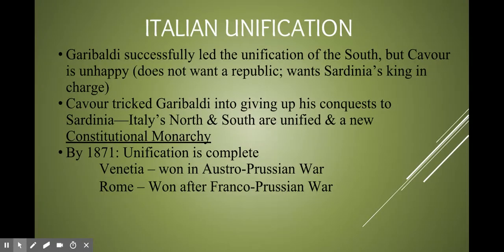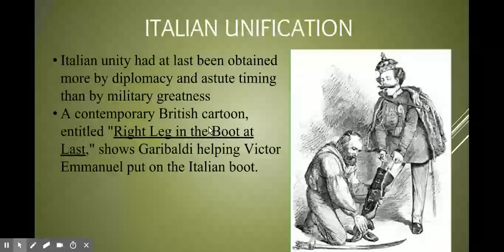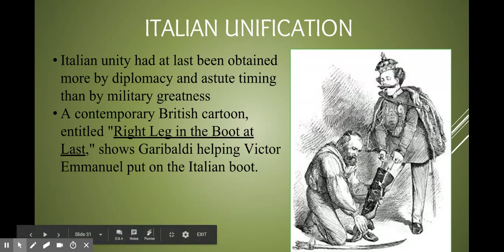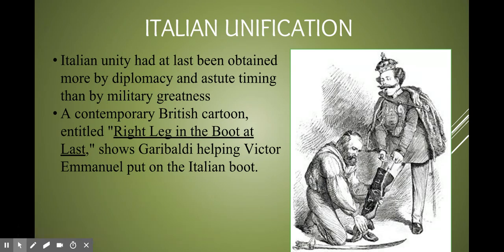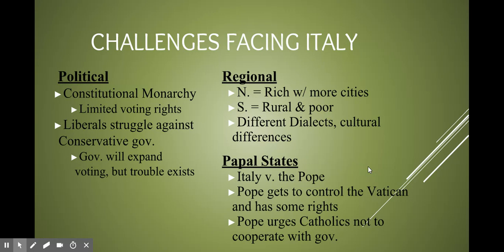North and South Italy were unified under a new constitutional monarchy, and then the unification was complete after they won Venetia during the Austro-Prussian War and Rome after the Franco-Prussian War. So Italy had been attained more by diplomacy and timing rather than military greatness. And so here we have a political cartoon showing Garibaldi putting the Italian boot on Victor Emmanuel's leg and showing that he had helped Victor Emmanuel unite, however unwillingly, under his control.